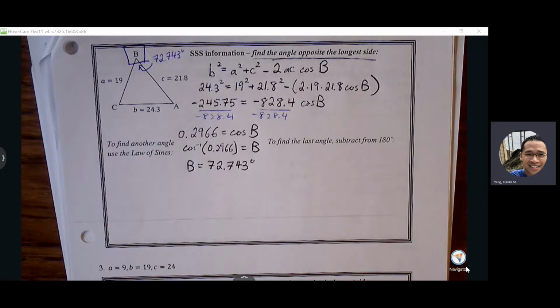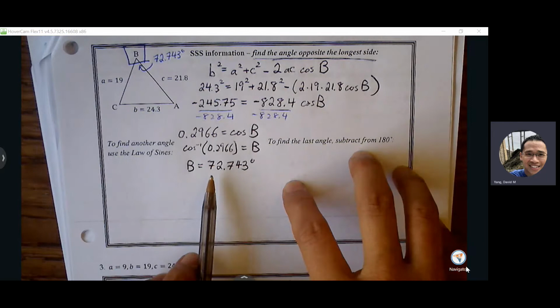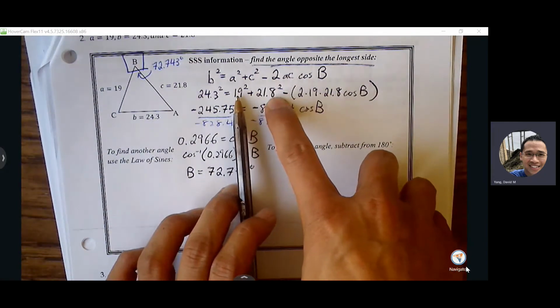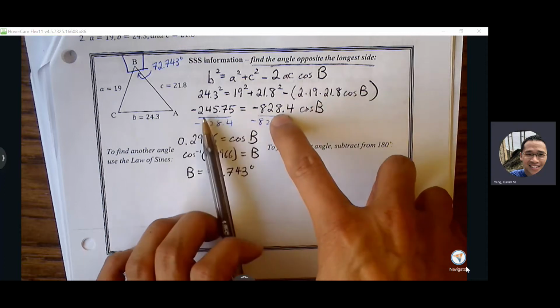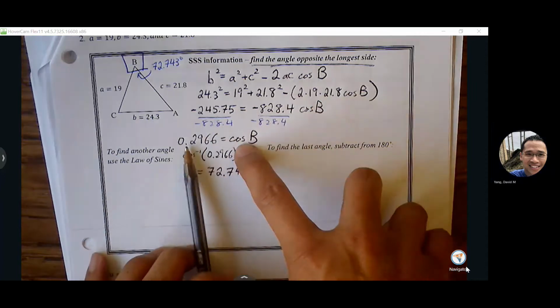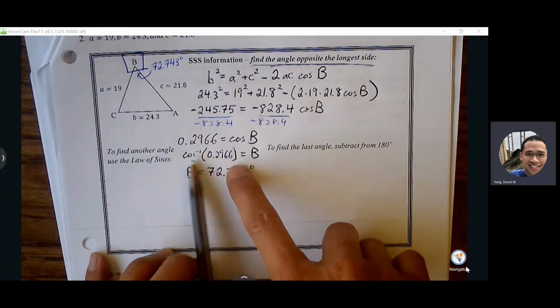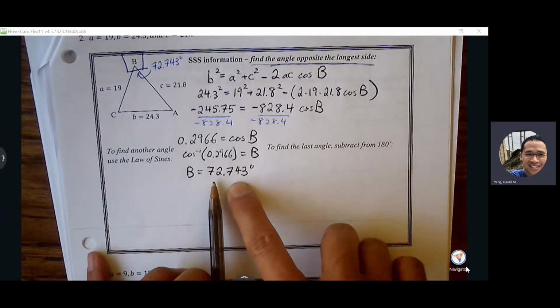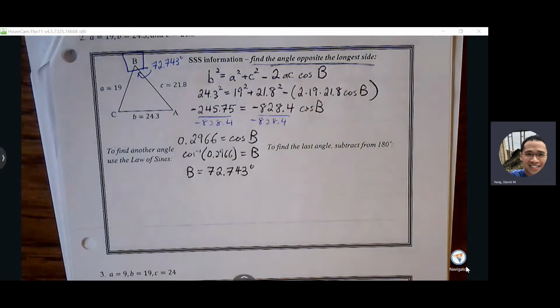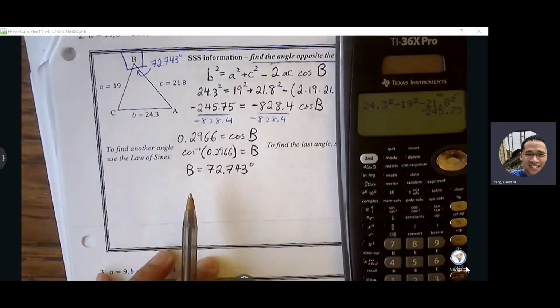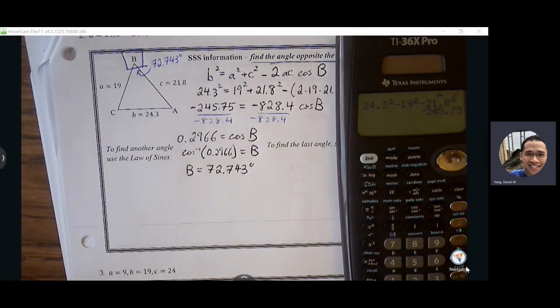Sorry, say it again. How did I get angle B? So for angle B, I subtracted the values over. I divided that coefficient over. And now I'm using inverse cosine. So inverse cosine of 0.2966, 72 degrees. Is that what you're asking about? Inverse of what? Inverse of cosine? Because I'm trying to find a missing angle, so I have to involve inverse cosine. I can't just divide cosine over. Okay.